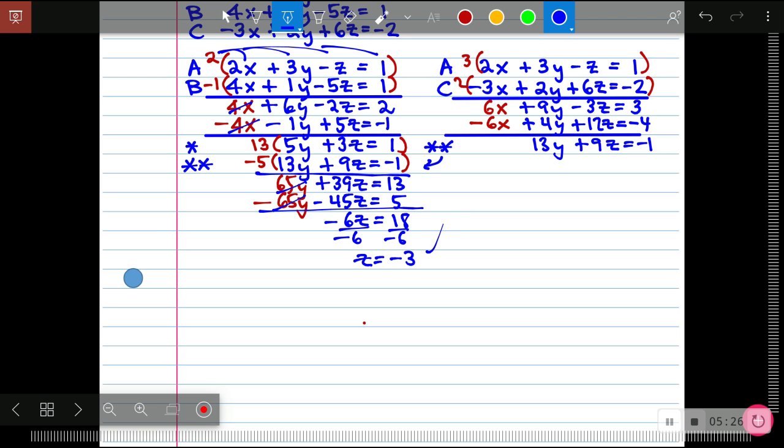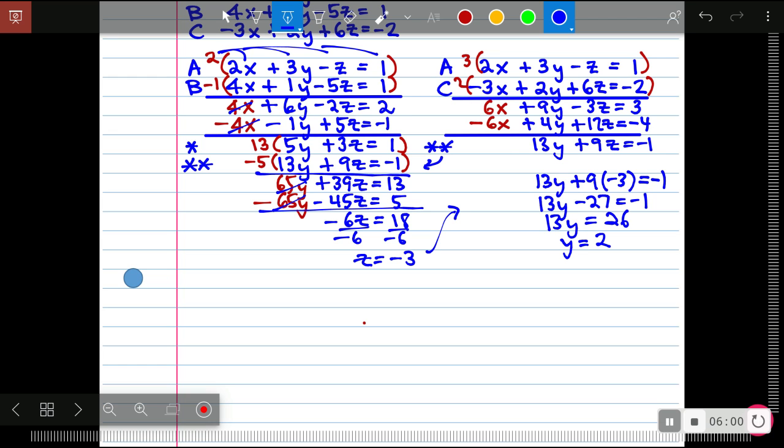Okay, so now we're going to bring this over here and put that new information into the double star equation. 13y plus 9 times negative 3 equals negative 1. 13y minus 27 equals negative 1. Adding 27 to both sides takes us down to 13y equals 26. Dividing by 13 would tell us that y is equal to 2.